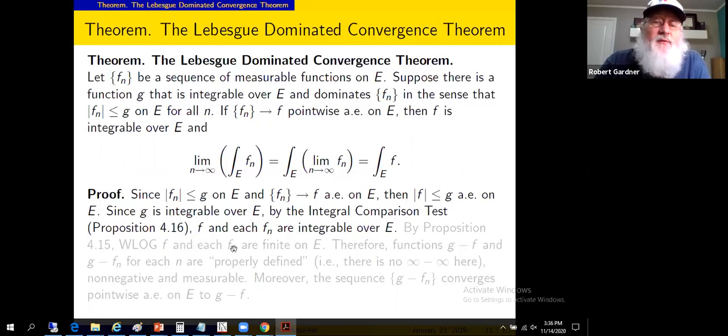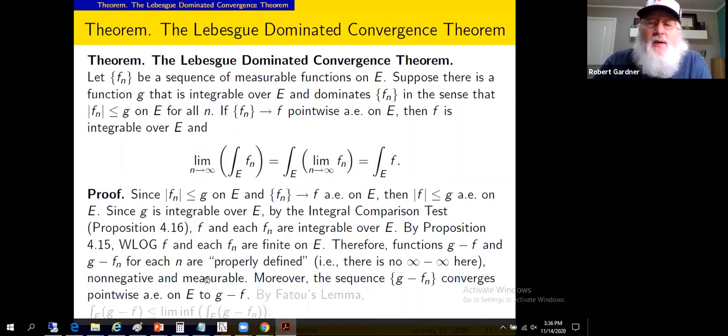So f and all of the f sub n's, they are also integrable over E. They didn't impose that directly, right? They don't say the f sub n's are integrable. They don't say the limit function f is integrable. It's implied, and it's implied not very hard by the fact that you've got the domination by integrable function g. But notice that f and the f sub n's, they're all integrable.